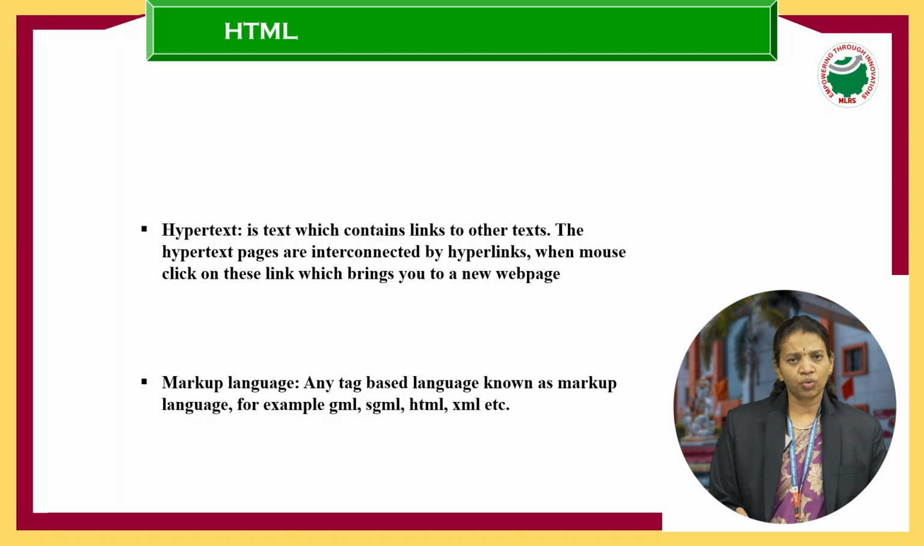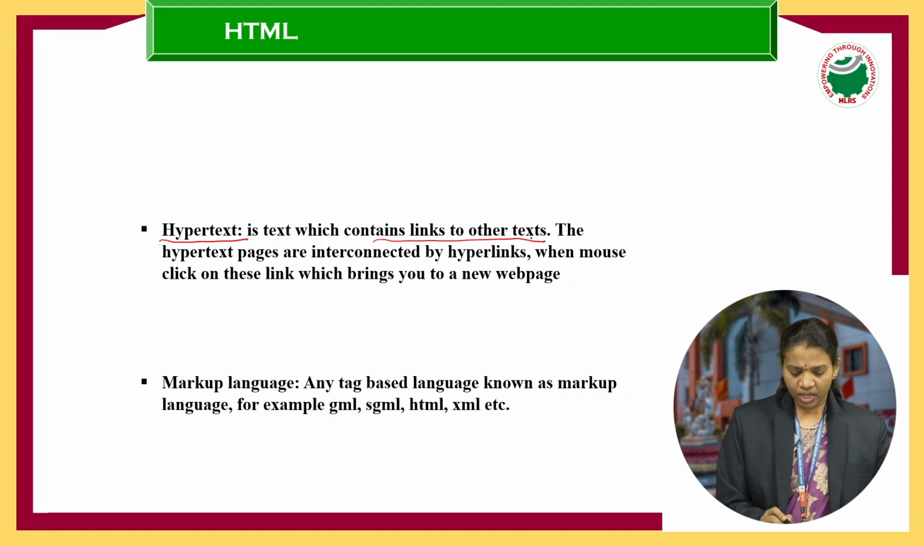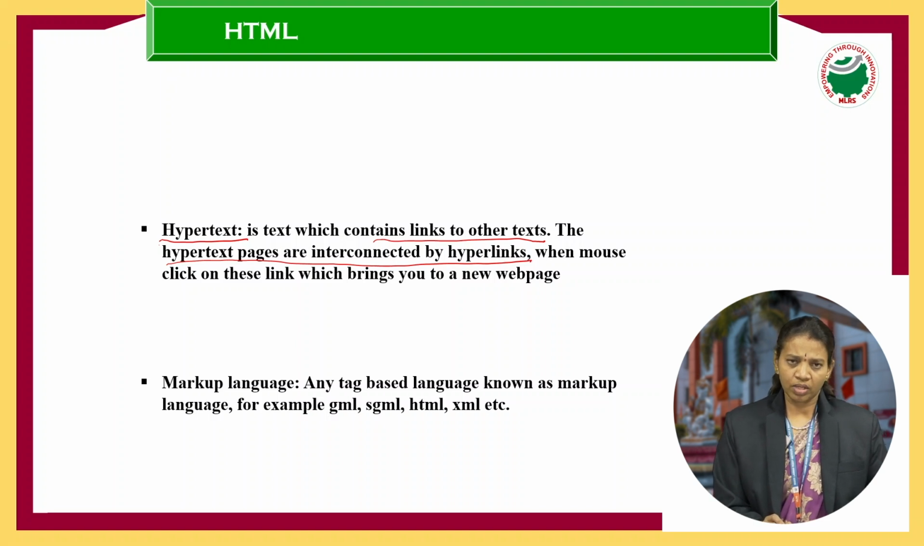For example, take Gmail. We have some inboxes, mails are there. Whenever we click on an inbox, we go to another page. That means hypertext is a text that contains another text, a link that contains another with the help of text. In hypertext, pages are interconnected by hyperlinks. For example, technically, with the mouse we click from one web page to another web page.